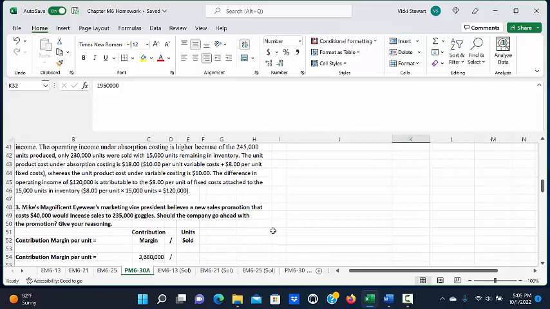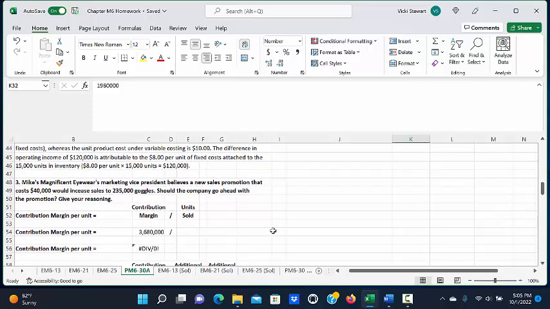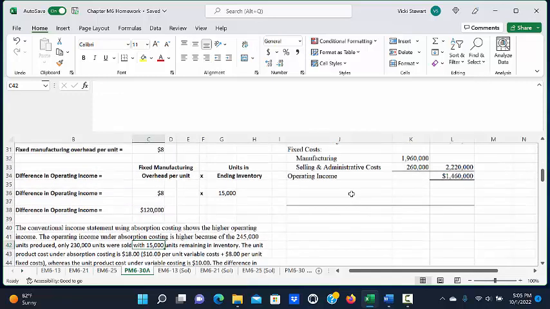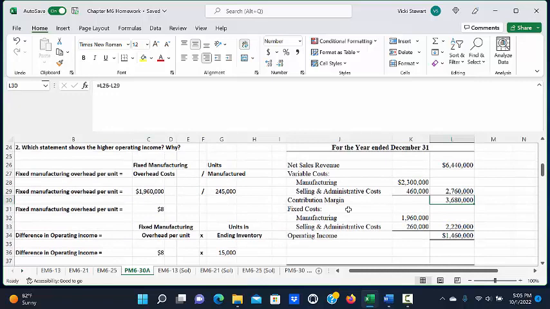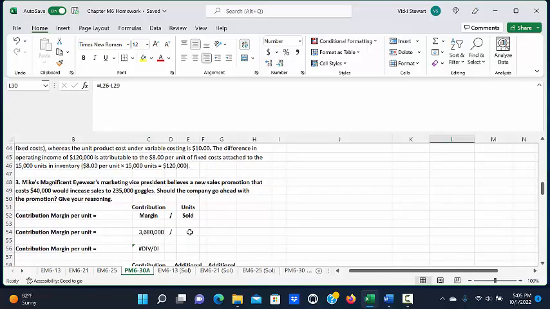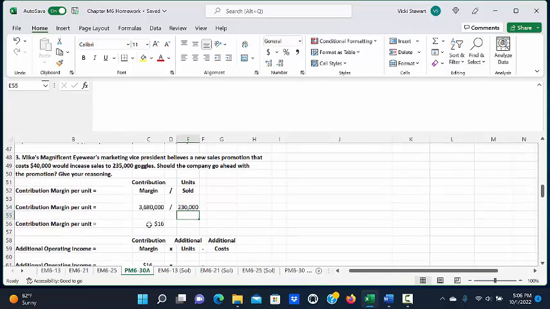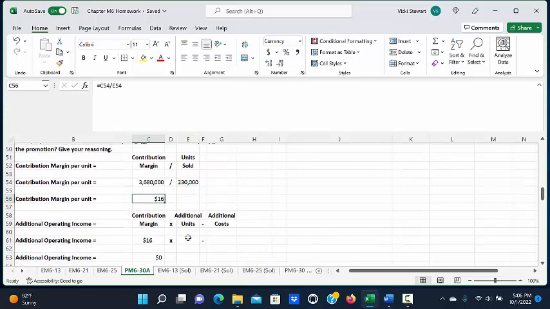Next, it states in 3 that Mike's Magnificent Eyewear's marketing vice president believes a new sales promotion that costs $40,000 would increase sales to 235,000 goggles, and should the company go ahead with the promotion. Well, we had calculated in our first requirement that the contribution margin was $3,680,000, and when we divide that by the number of units that we sold, 230,000, we see that our contribution margin per unit is $16.